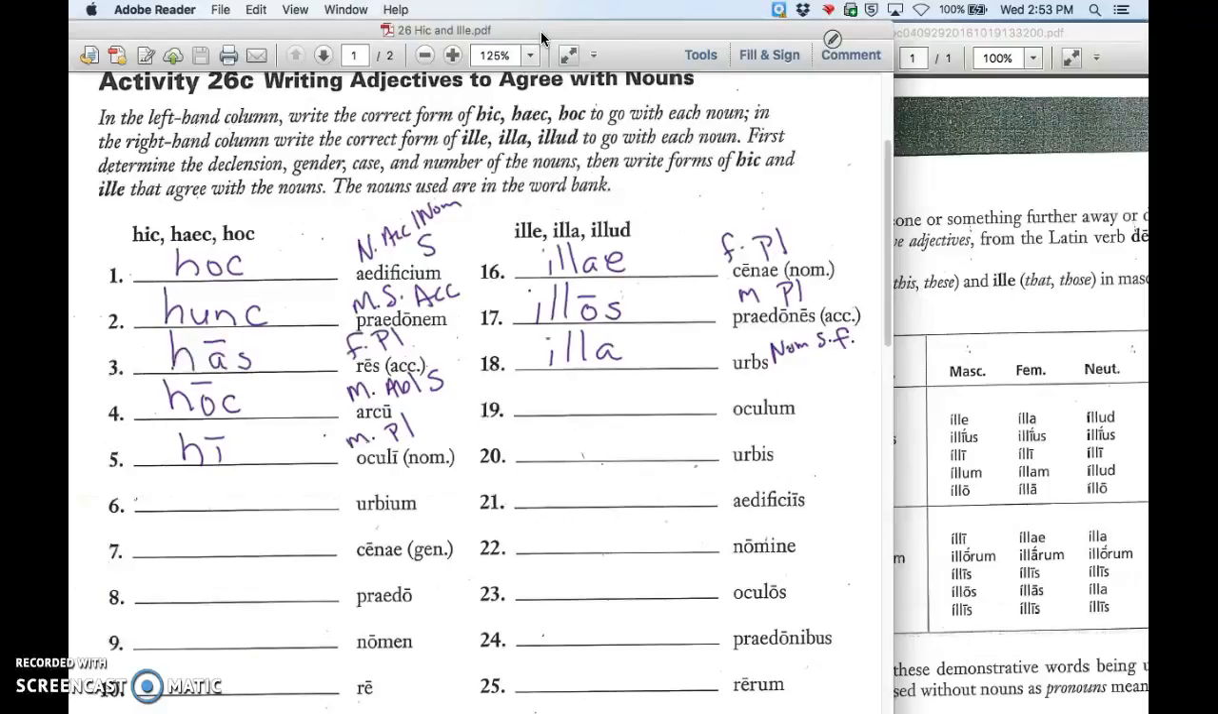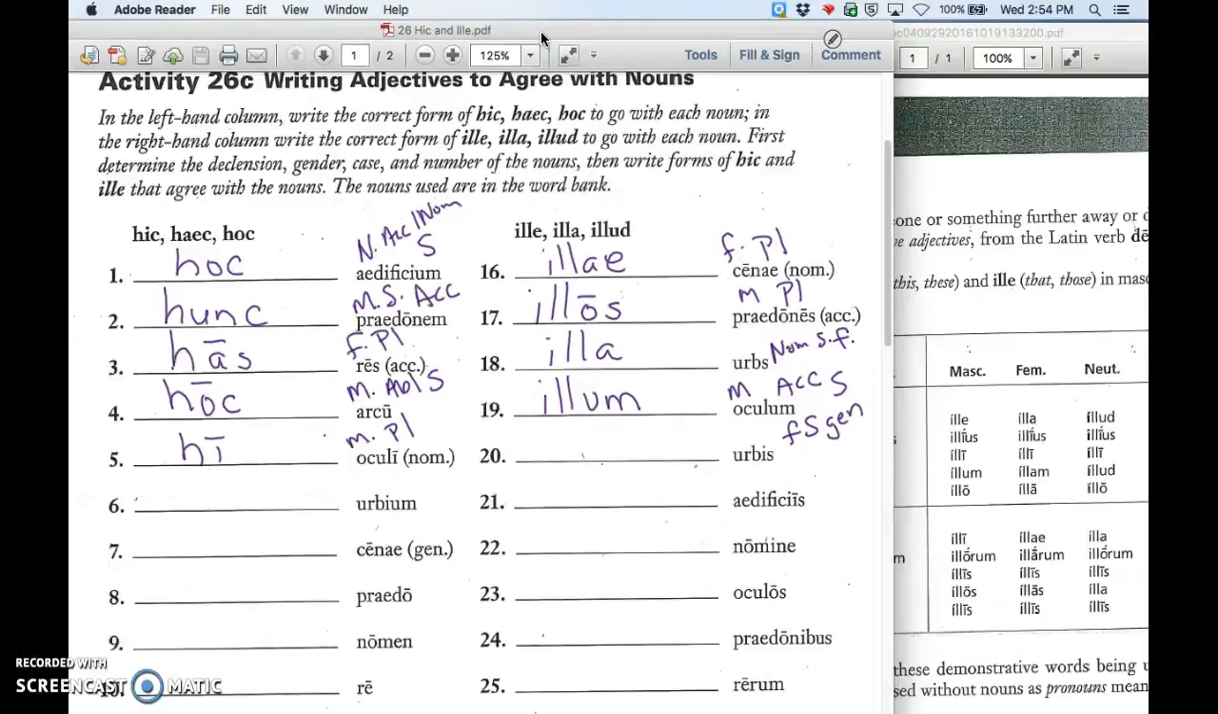Number 19, oculum, ends in um, so that tells us that it's accusative, because if it ends in um it's most likely accusative, especially if it's a masculine word like this one. It's also singular. So masculine, accusative, singular, follows the same pattern. Luckily, they have the same ending because they're the same type of declension, so we can see that. Then we have urbis, which we know from our one before it that it's feminine, and we know that in the third declension, is is singular and genitive.